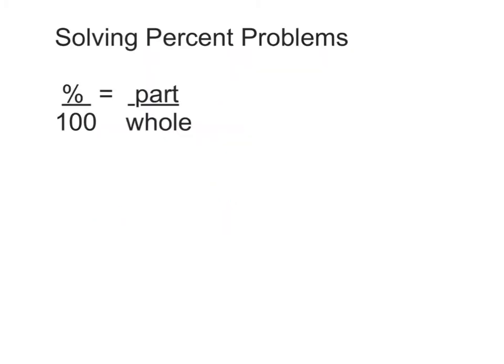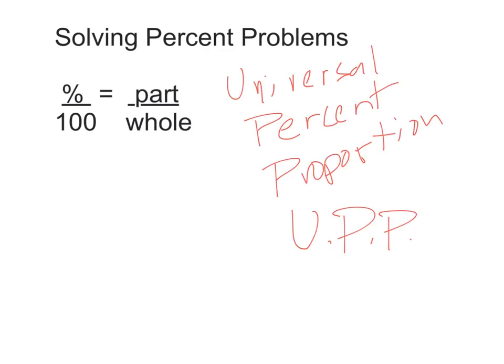Solving percent problems is really quite easier than we think. If we keep in mind that percent means part of 100, we can apply what we know about proportions to solve any percent problem. And we can use this proportion to do so. I like to call this the universal percent proportion. It's percent over 100 equals part over the whole. We'll refer to it as the UPP.